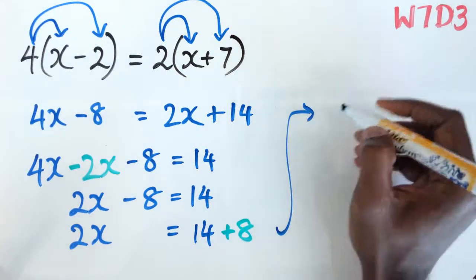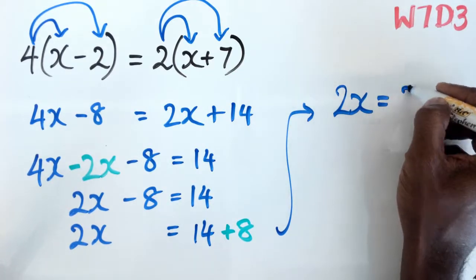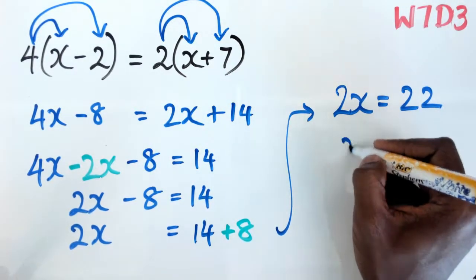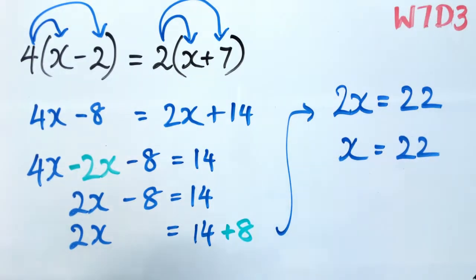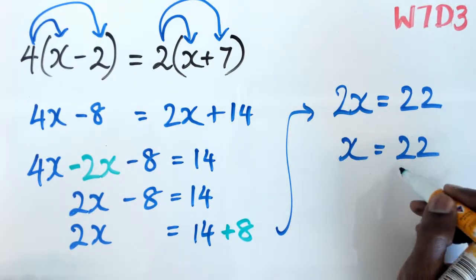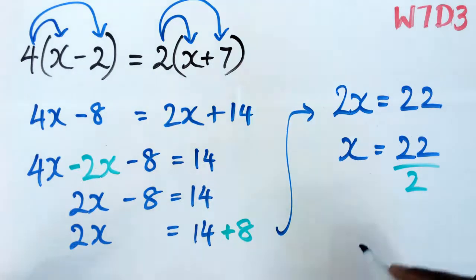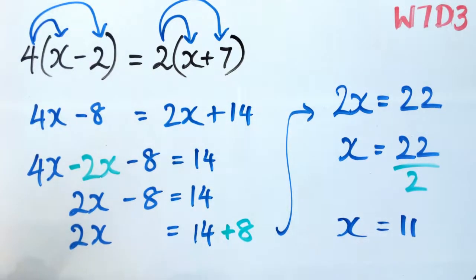I'm going to carry on here, folks. So I've got 2x is equal to 22. And then x is equal to 22. And because 2 is getting multiplied, on the opposite side will be divide. So x is equal to 11 in this case.